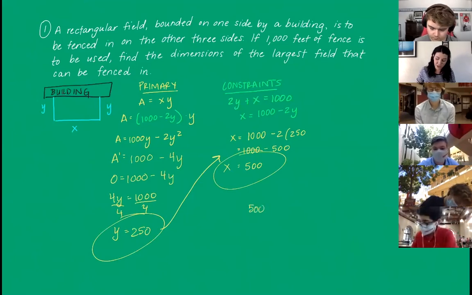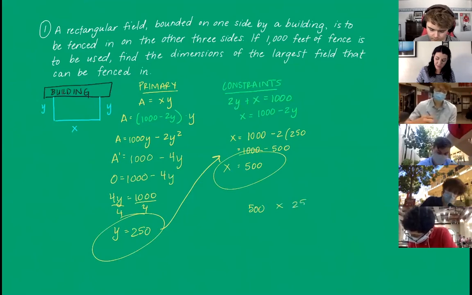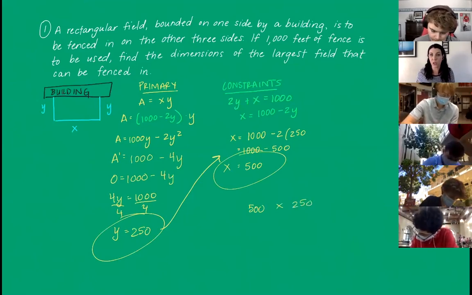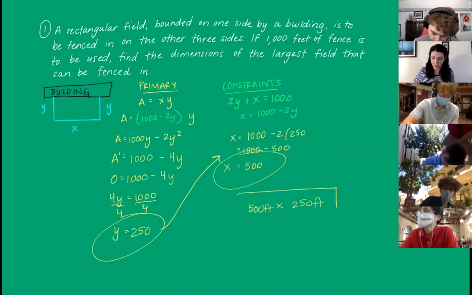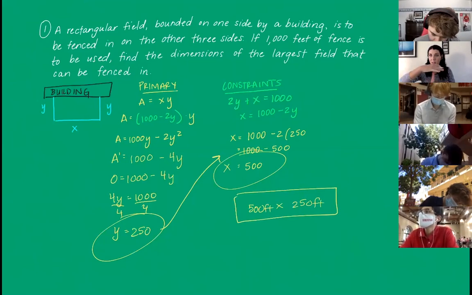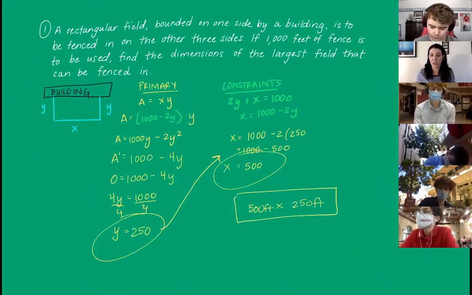Yeah, so 500 by 250 is part of it. And what both of you said was correct. You included the feet. So you need to have units in there also. You can't just put units at the end. You need units for each part. So 500 feet by 250 feet or 250 by 500. We're not sure what the orientation of the field is, so it's fine either way if you put 500 feet by 250 feet or vice versa.